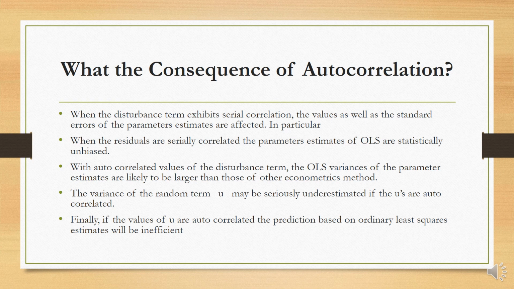The variance of the random term mu may be seriously underestimated if the mu's are autocorrelated. Finally, if the values of the mu are autocorrelated, the prediction based on the ordinary least squares OLS estimates will be inefficient.